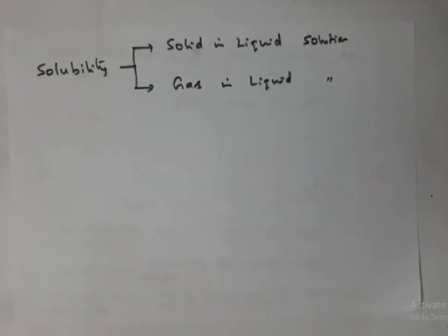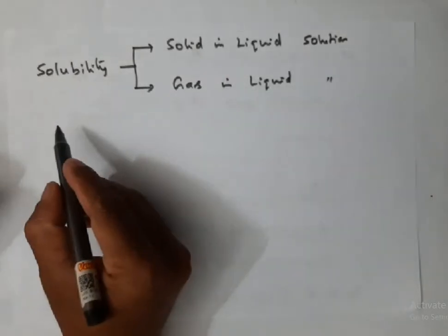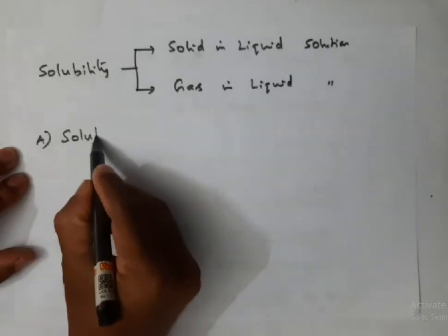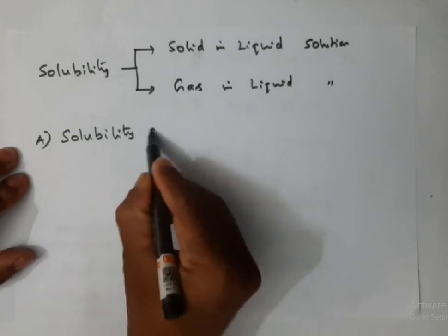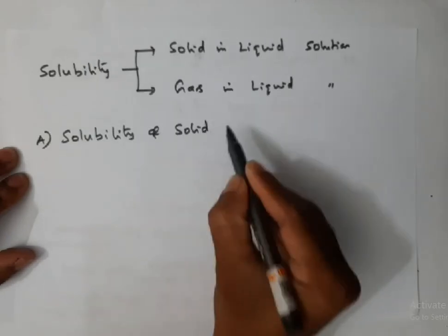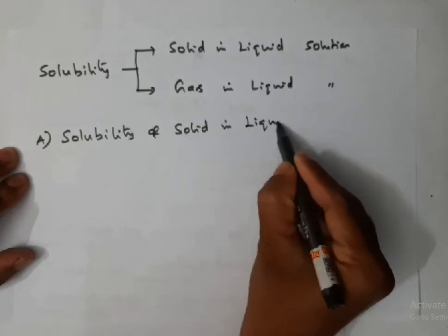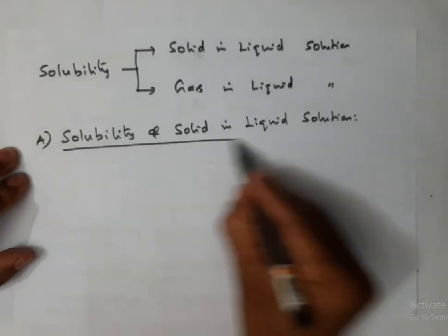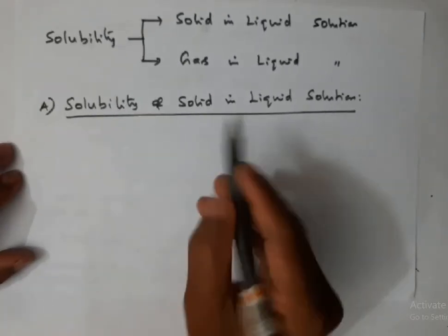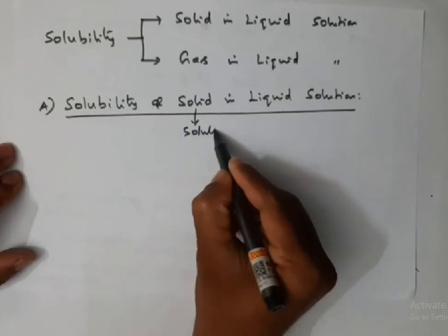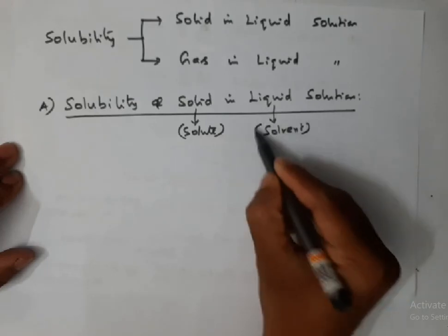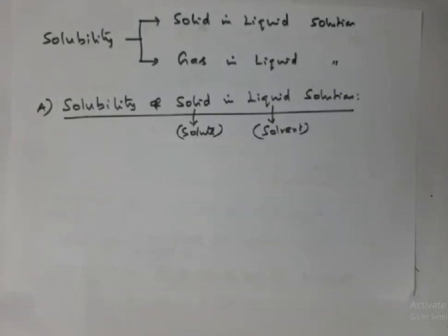Now, first let me take solid in liquid solution. Solubility of solid in liquid solution. Here the solid is the solute and the liquid is the solvent. Solid in liquid solution means the solid is the solute and the liquid is the solvent.